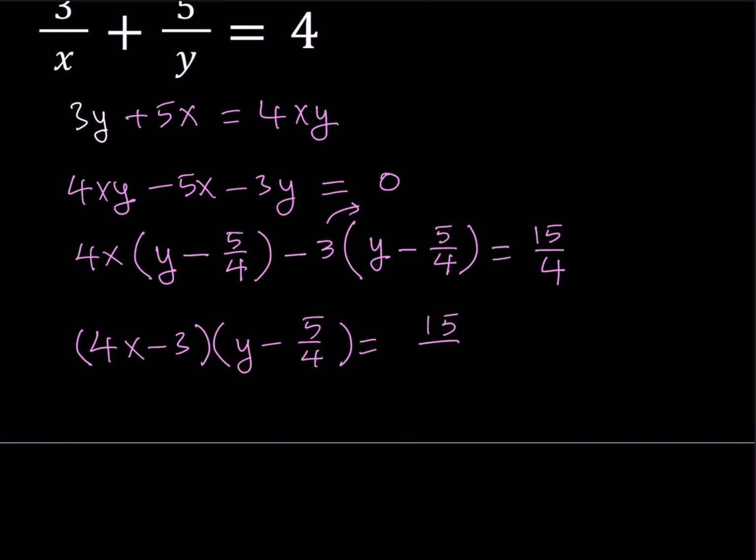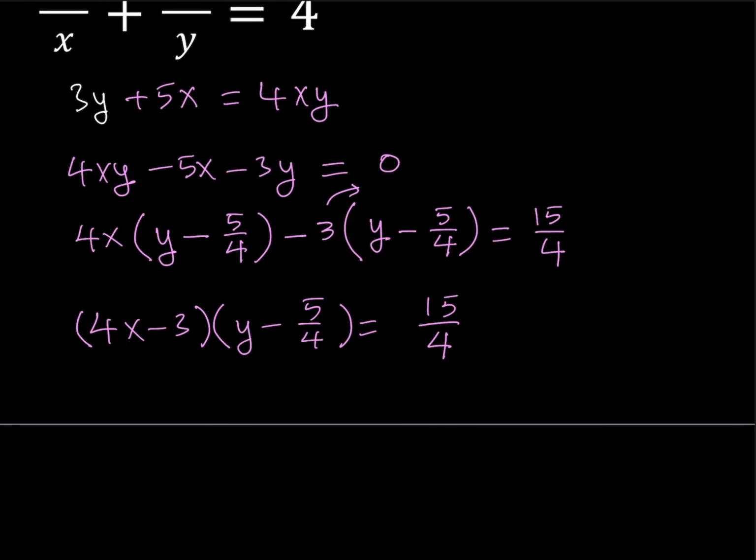Now, this may not look very nice to you because of the fractions, but don't worry, we'll handle those in the next step. So since we have the fourths here, we can go ahead and multiply both sides by 4, and that's going to give us a nicer expression. The quantity 4x minus 3 multiplied by 4y minus 5 equals 15. Since we're looking for integer solutions, since x and y are integers, 4x minus 3 and 4y minus 5 are also integers. So we're kind of looking at factors of 15 here. We have two numbers whose product is 15.